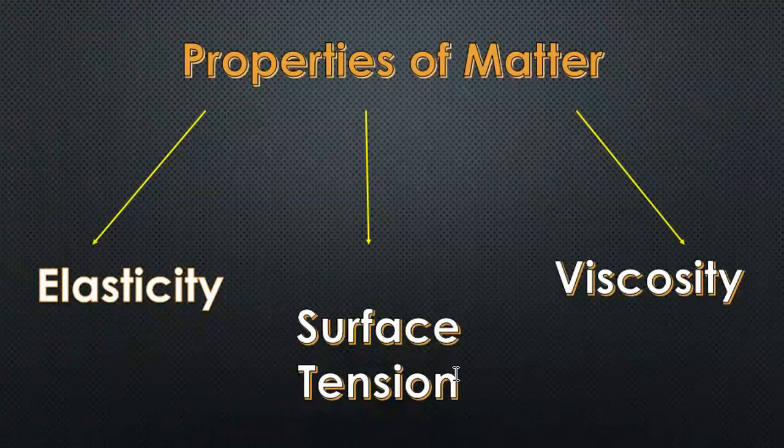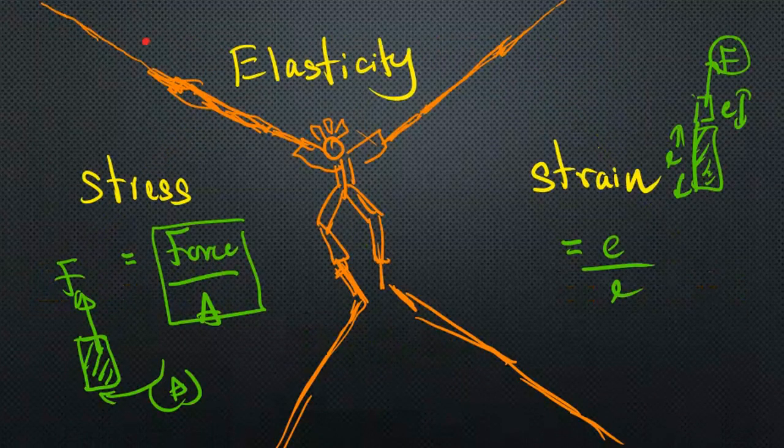Properties of matter. In properties of matter, we have three main topics: elasticity, surface tension, and viscosity. So let's discuss elasticity first. But in elasticity, we have two main physical quantities we are using, that is stress and strain. Stress is the force divided by area.